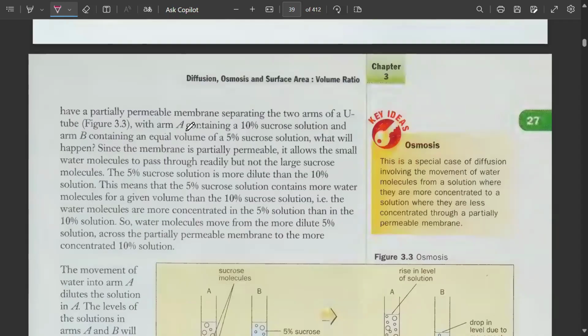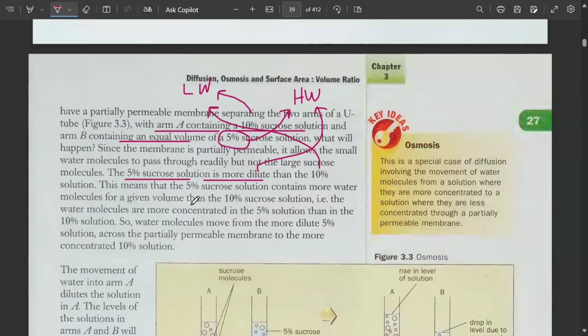For example, arm A contains 10% sucrose solution and B contains an equal volume of 5% sucrose solution. अब जिसमें 10% sucrose solution है वहां पे ज्यादा सुक्रोज डिजॉल्व है, दैट इज द एरिया ऑफ लोअर वाटर पोटेंशियल, क्योंकि पानी कम है सुक्रोज ज्यादा है. और दूसरी साइड पे पानी ज्यादा है सुक्रोज 5% है. सो व्हाट विल हैपन? द 5% सुक्रोज solution इज मोर डाइल्यूट. डाइल्यूट का मतलब हाई वाटर पोटेंशियल, और 10% वाला कॉन्सेंट्रेटेड है. कॉन्सेंट्रेटेड का मतलब लो वाटर पोटेंशियल, सॉल्यूट की कॉन्सेंट्रेशन उसमें ज्यादा है.